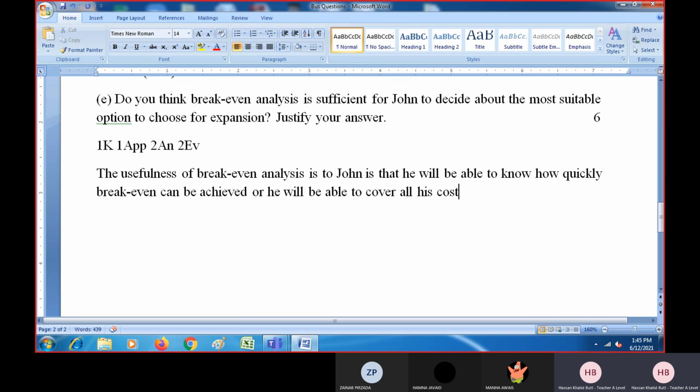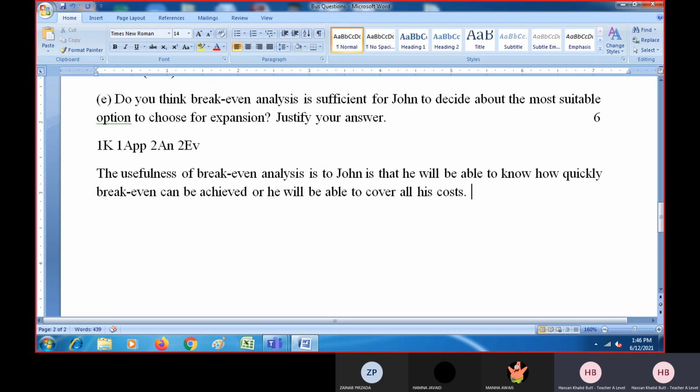Whatever costs are there in the business, the setup cost and the running cost of the restaurant, because there are two types of costs. One is the setup cost: you need to buy equipment, hire or buy a building, and hire workers as well. Then there is the running cost: you need to pay electricity bills, salaries and wages to workers, and buy raw material. So John will be able to know how quickly all his costs can be covered.